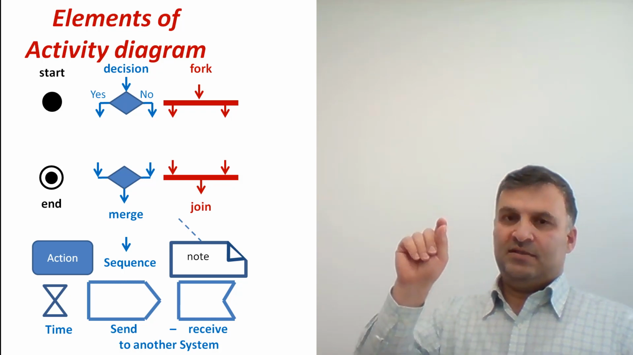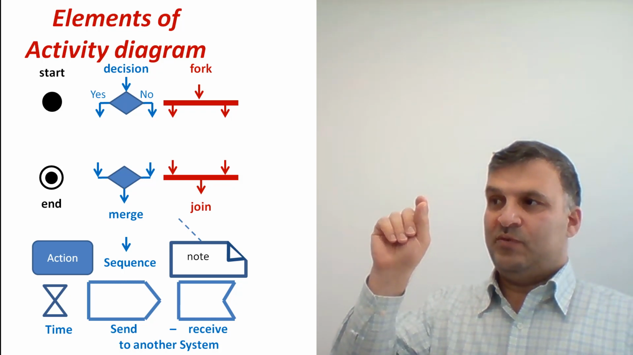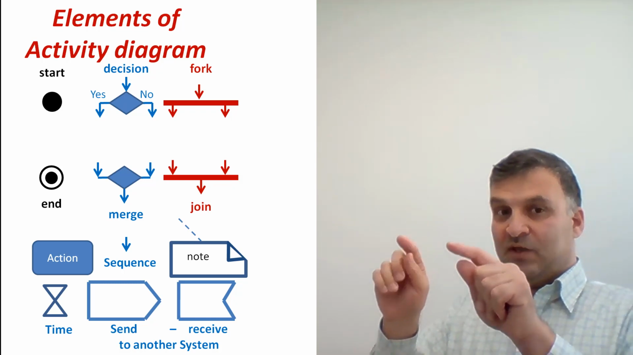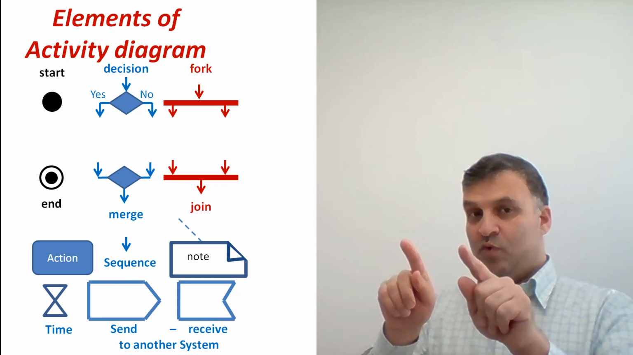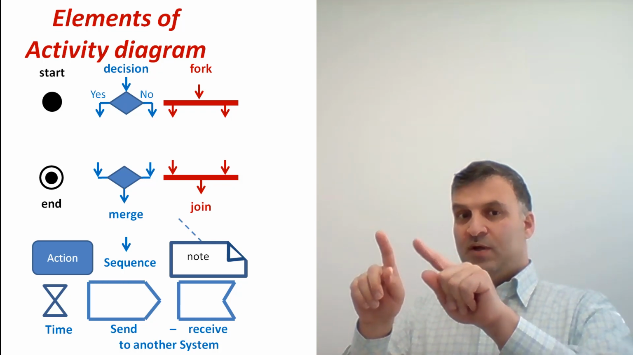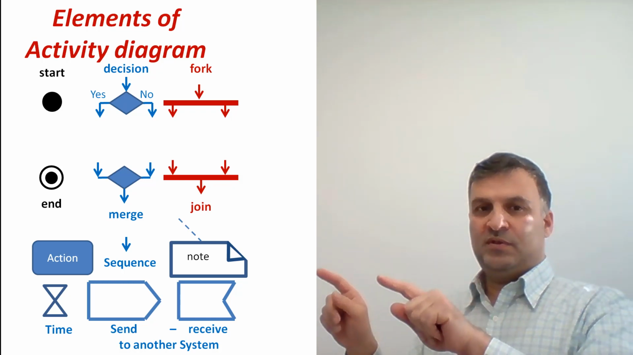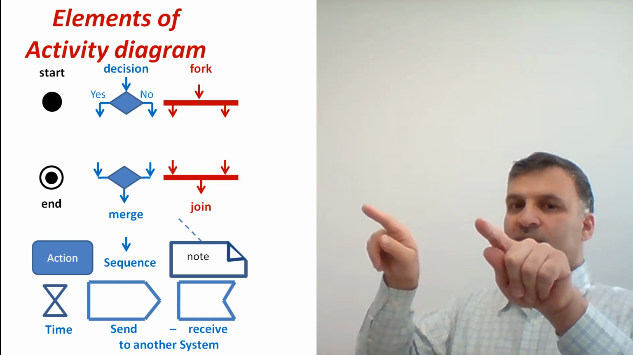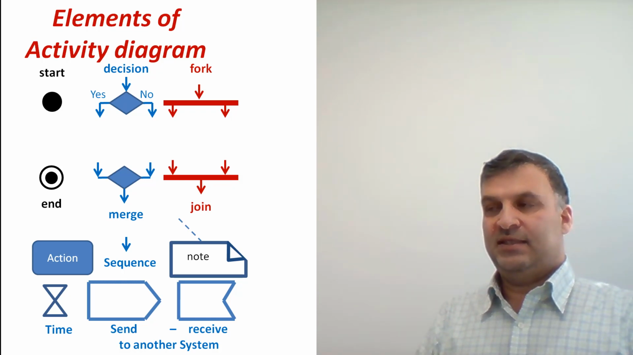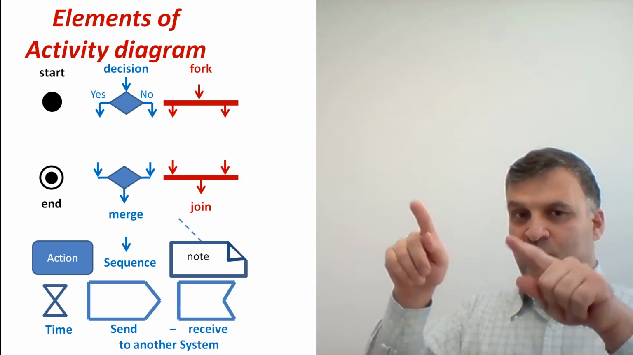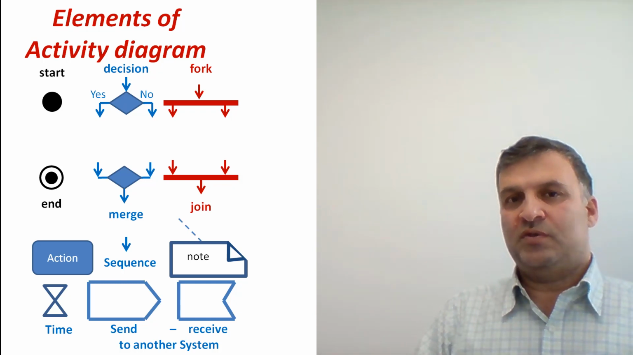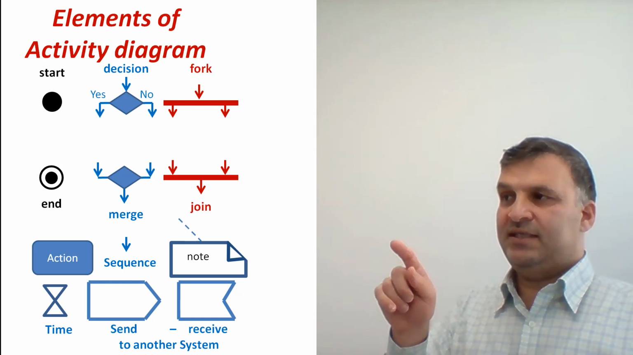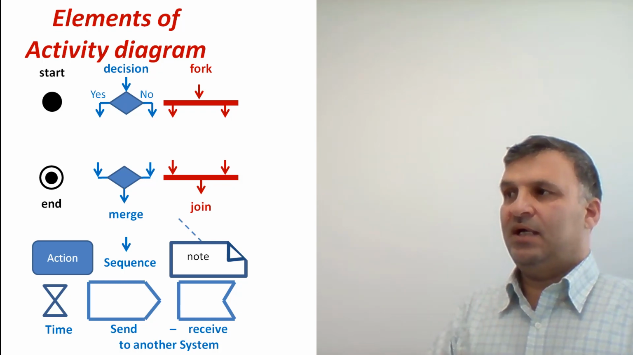We have the beginning, it is a filled circle. We have the end, we have a decision. The diamond is a decision, but always when we have a decision, we have two paths. One with yes, another with no. The two paths should be joined somewhere at the end. So when we merge the two paths, we also use a diamond. For the merge diamond, there are two inputs and one output.